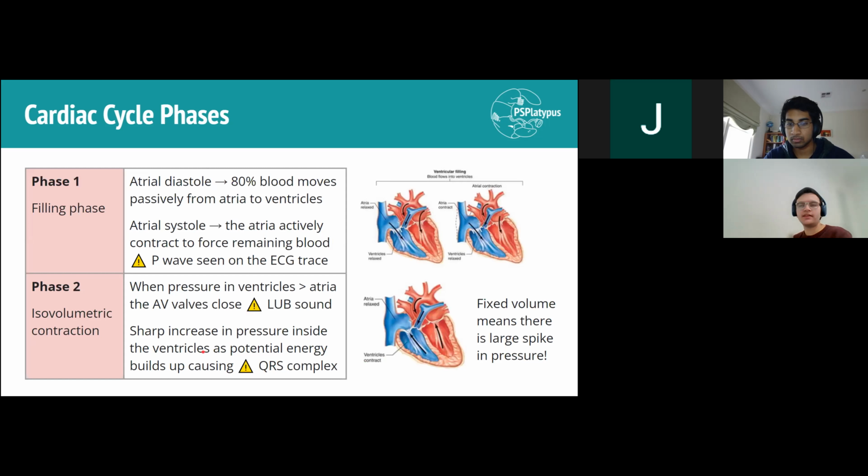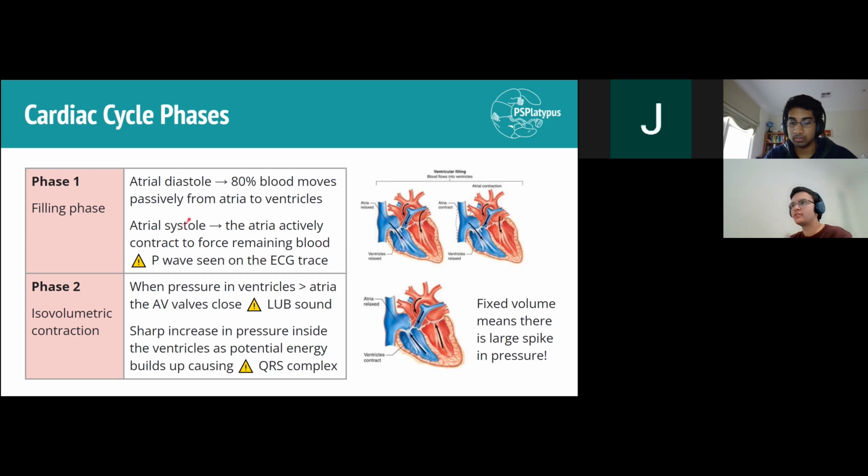Okay, let's start with the phases. Phase 1, as I said, is the filling phase, so the ventricles are filling. I think in the lecture, they break it up into phase 1A and 1B. So 1A means the passive movement of blood into the ventricles, and 1B is the active movement of blood into the ventricles. It makes sense why it's divided like that, because when the atria are relaxed at the start, all of the blood, or at least a majority, 80%, will move just by itself because the valves are open from the atria into the ventricles.